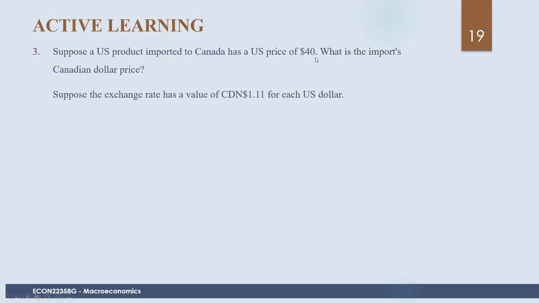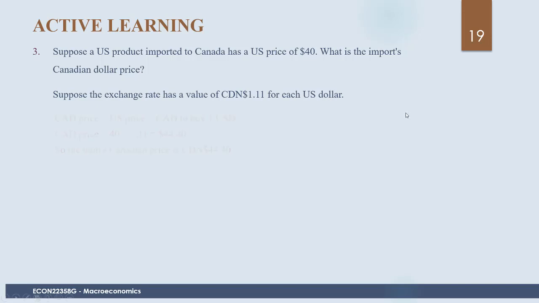Next question says, suppose a US product imported to Canada has a US price of $40. What's the import's Canadian dollar price? Suppose that the exchange rate has a value of Canadian 1.1 for each US dollar. So basically here we're told that 1 US dollar is equal to 1.1 Canadian dollars. Okay, so hit pause and try and figure it out.